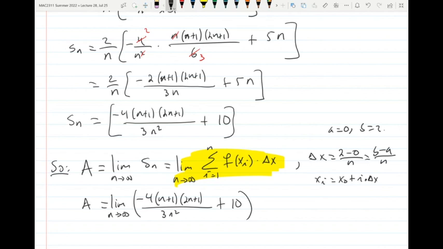This is a rational expression, a limit at infinity. How do we compute it? You look at degrees, right? That's the fast way. What is the degree of the top? 2. Degree of the bottom? 2. So the limit is going to be the ratio of leading coefficients.